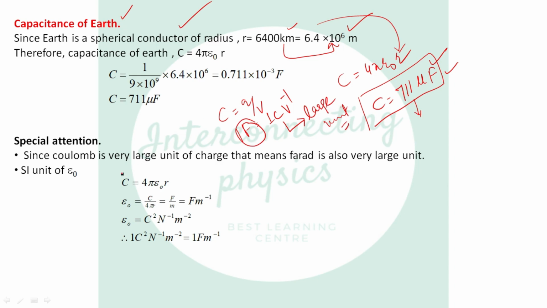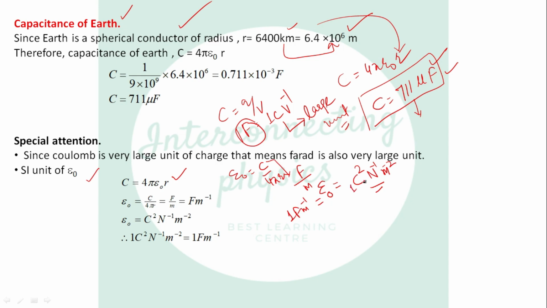As a unit of epsilon naught, in chapter 1, that is electric charges and fields, we studied that the units of epsilon naught were coulomb square, Newton inverse, meter inverse square. Now in this chapter, if C is 4 pi epsilon naught r, then epsilon naught will be C over 4 pi r. What are the units of C? Farad. R is measured in meter. So 1 farad meter inverse will be equal to 1 coulomb square Newton inverse meter inverse square.